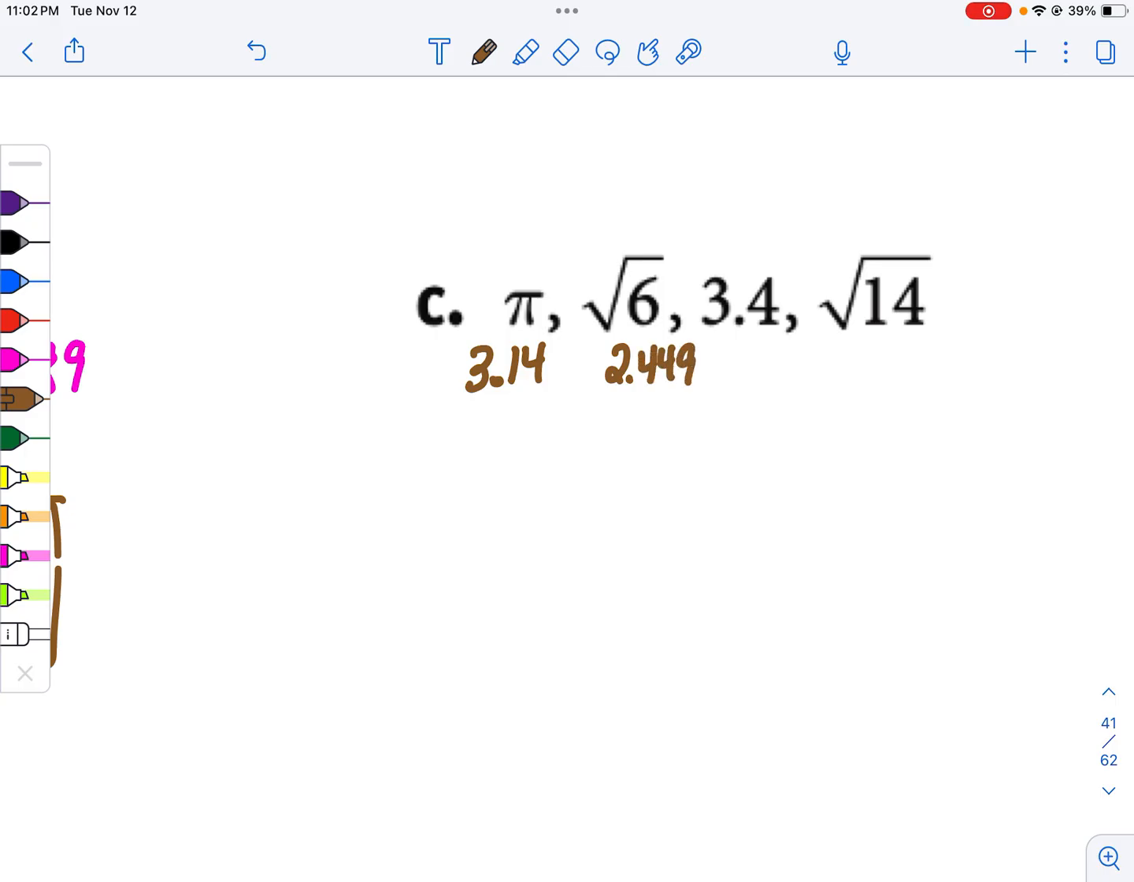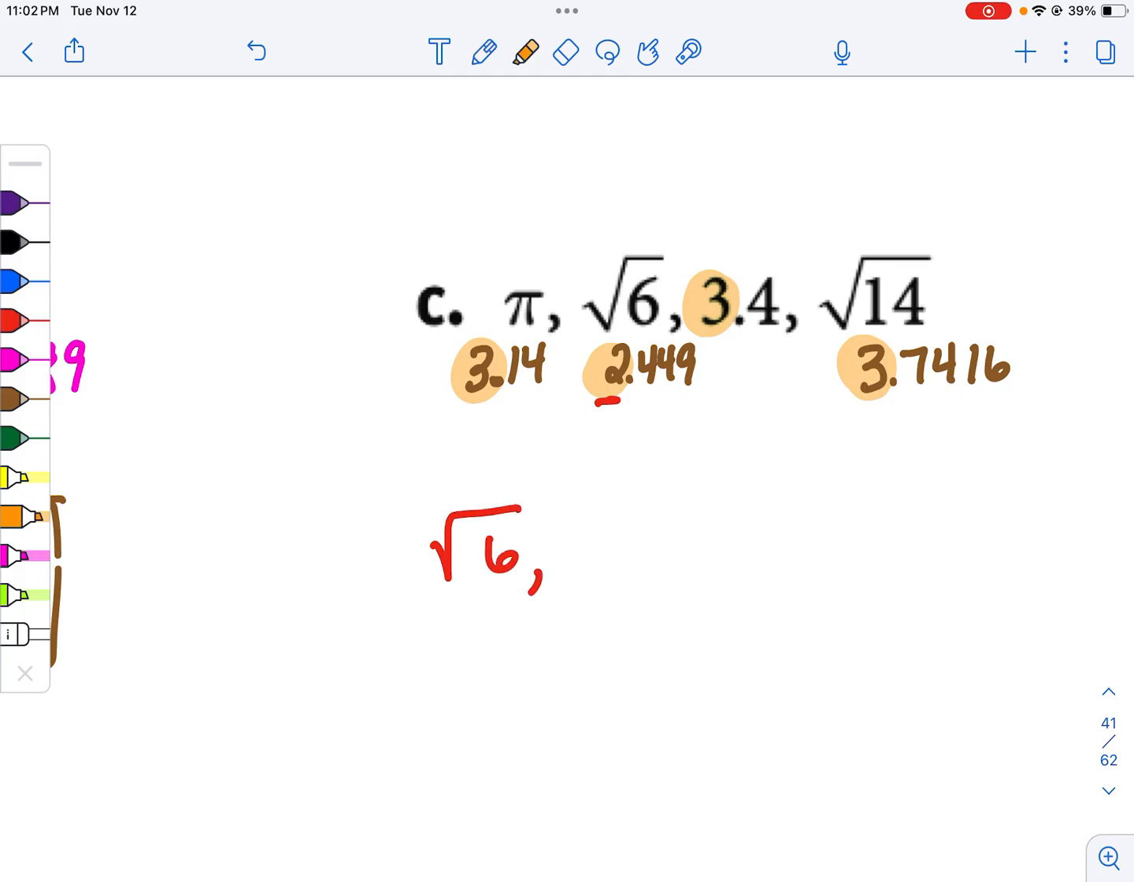I've got 3.4, which I don't have to plug into my calculator. And I've got square root of 14 again, which is 3.7416. And again, that's enough decimals. So if I compare my whole numbers, I've got a 3, a 2, a 3, and a 3. So that means that 2 has to be my smallest. So root 6 is my smallest.